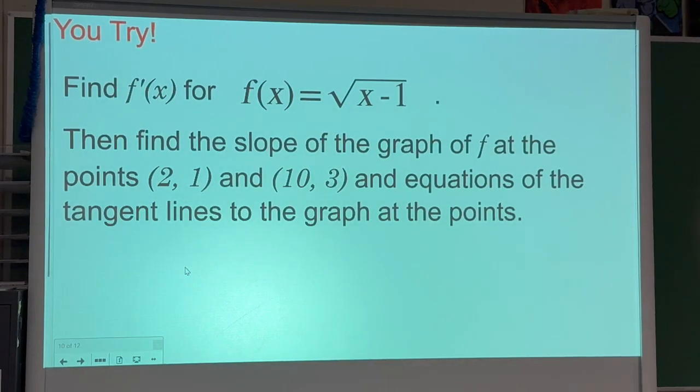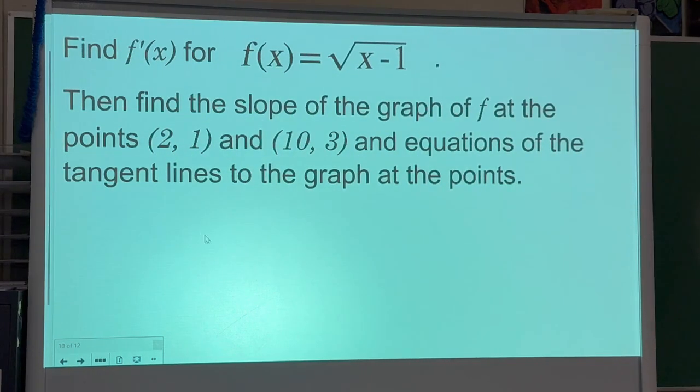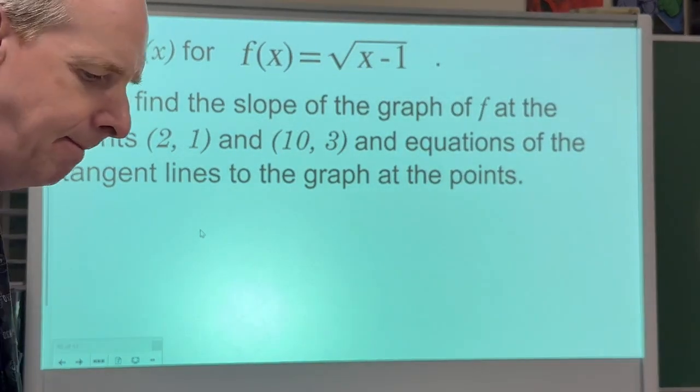How about you try to find the derivative for square root of x minus 1, then find the slope of the graph of f at the points (2, 1) and (10, 3). And since that's not enough, why don't you try to find the equations of the tangent lines to the graph at those points. Hit pause, come on back when you're ready.